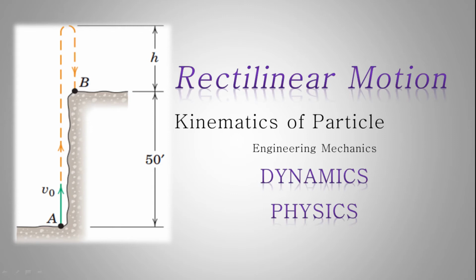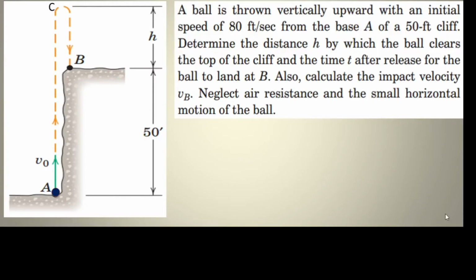Okay guys, so let's do this example. A ball is thrown vertically upward with an initial speed of 8 feet per second from the base A of a 50 feet cliff. Determine the distance h by which the ball cleared the top of the cliff, and then the time t after release for the ball to land at point B, and then also calculate the impact velocity VB. Here, neglect the resistance and small horizontal motions of the ball.